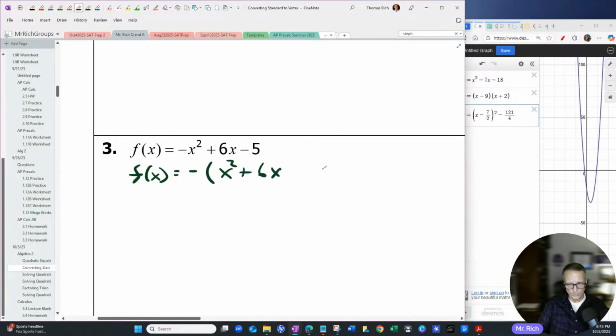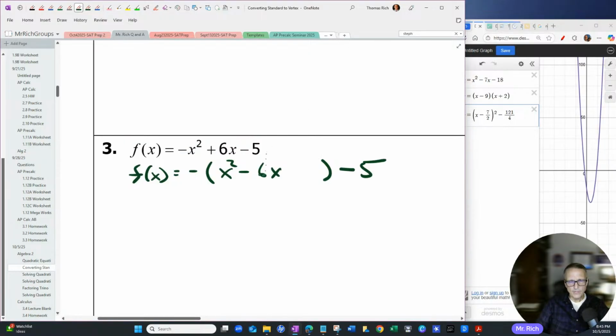And what we'll do is we'll put this here, but we'll leave this negative 5 out here. So the minus is going to change the sign, and this is going to be a negative 6x right here, because I'm pulling a negative common factor out, which will change that to a positive x squared, and it'll change that to a negative 6x. This doesn't get changed because I'm leaving it set out here.